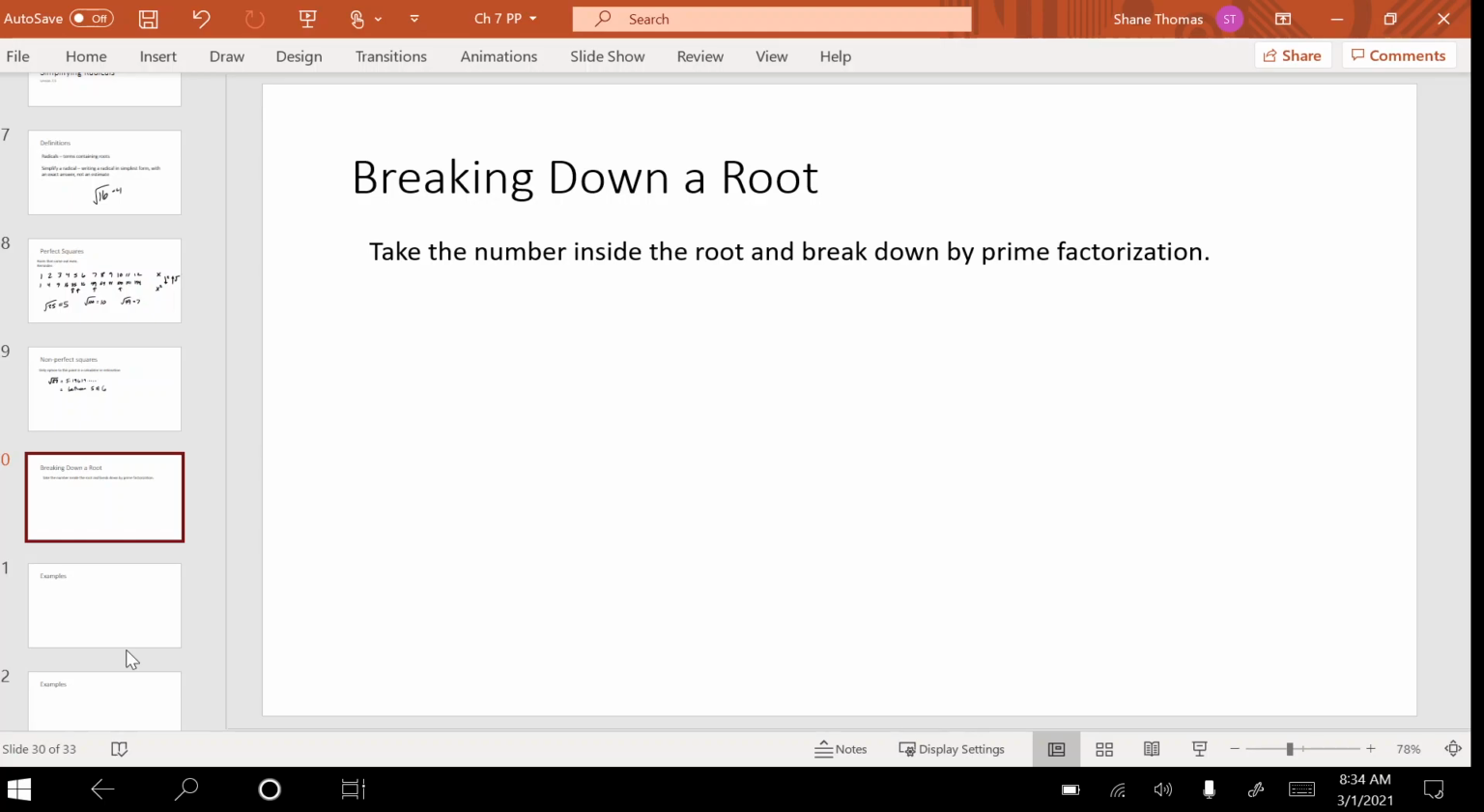Let's go with this number, 50. All right? I'm not even doing a root right now. I am just doing prime factorization for 50. So if I have 50, then we made these little factor trees.